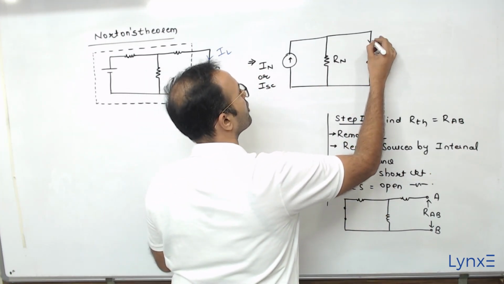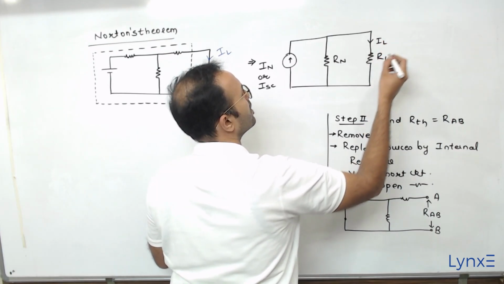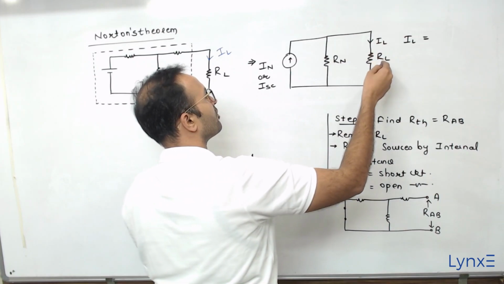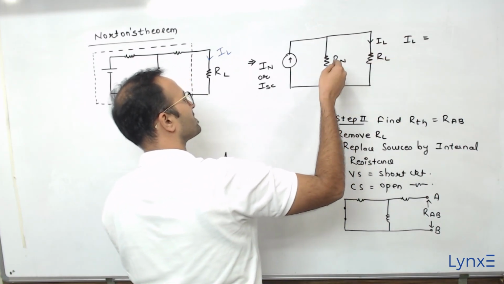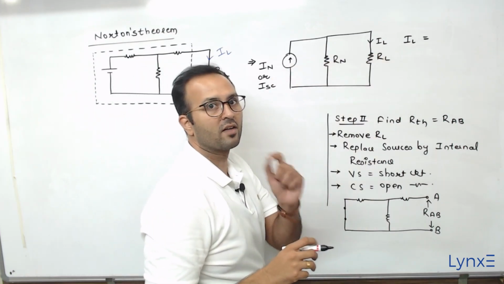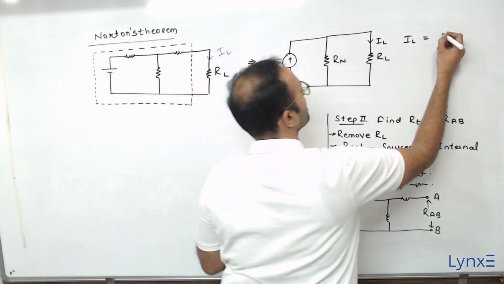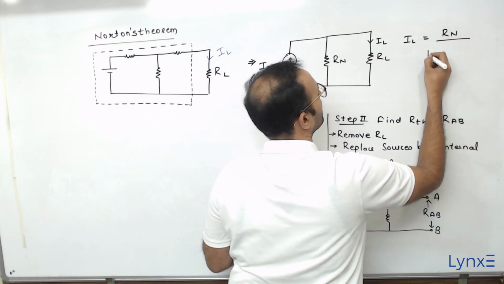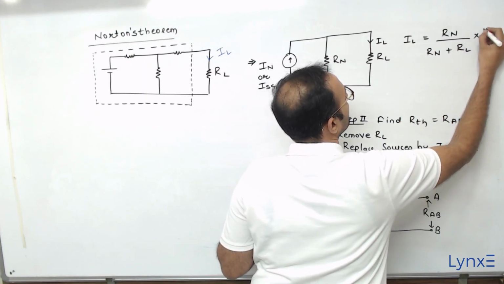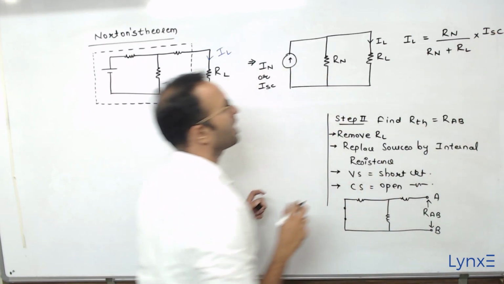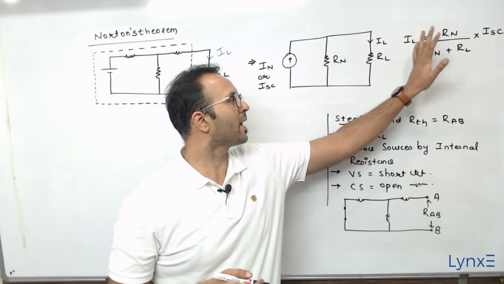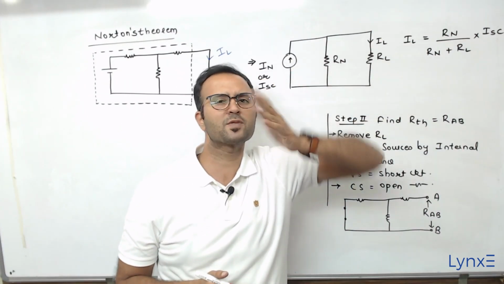In this, you need to find the current flowing in IL, which is the current in RL. There is a parallel resistance RN and the total current is ISC. So by CDR, the current divider rule, what's my formula? The opposite resistor divided by RN plus RL, into your total current ISC. Simple, right? So this is my final formula. Anyways, what are the steps to find that?